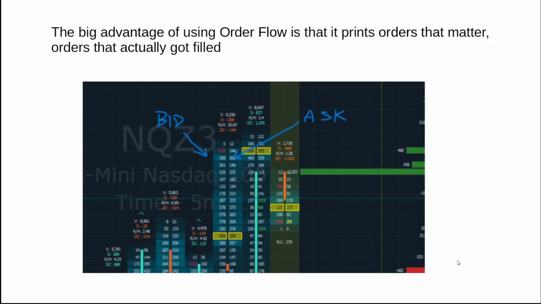The big advantage of using order flow is that it prints orders that actually got filled, or orders that matter. So on the left-hand side here, we have our bid, and these are actual orders. I can't show it to you real time, but you can watch this real time and you can see the orders actually being filled on the bid, and we can also see the orders being filled on the ask. Again, bid considered the buy side, ask considered the sell side.